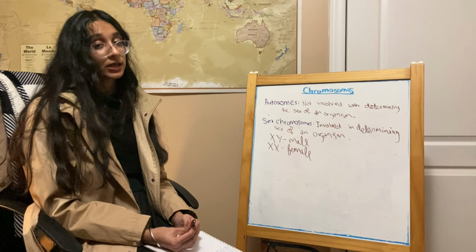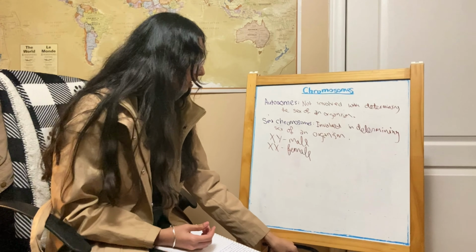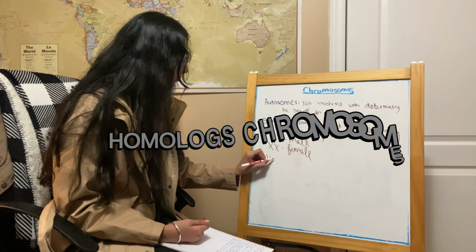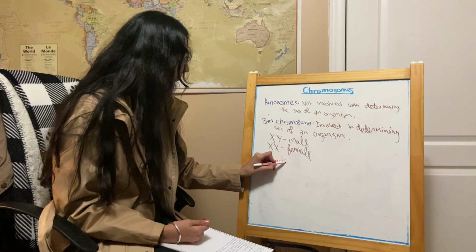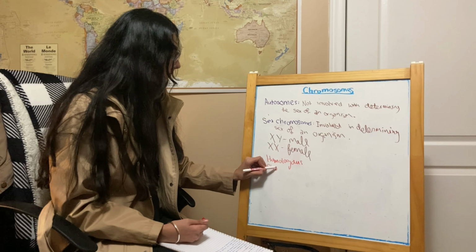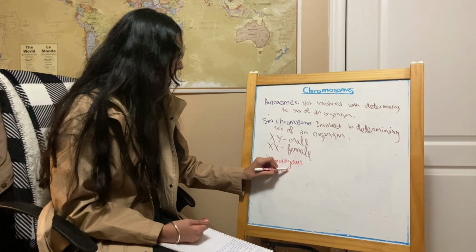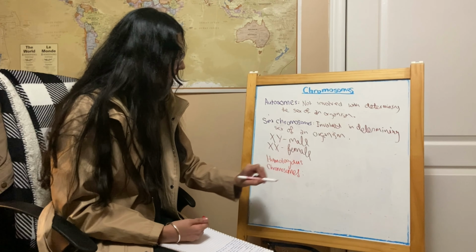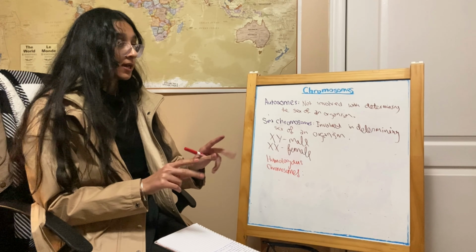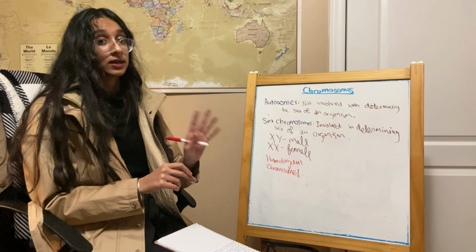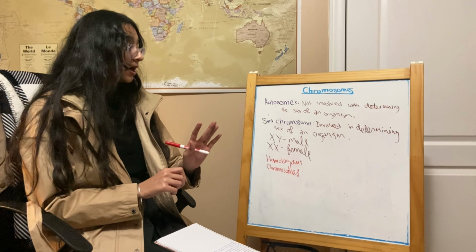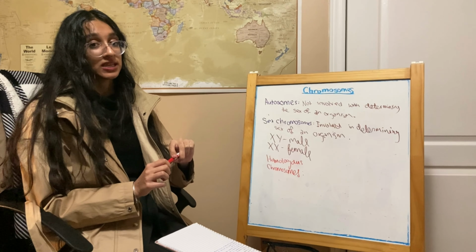Now, there's also a configuration of chromosomes which are called homologous chromosomes. Now, what are homologous chromosomes? Homologous chromosomes are two chromosomes that are extremely similar. They're not identical, because it would just be incorrect to say that homologous chromosomes are identical, but they are extremely similar in that they have the same banding pattern.